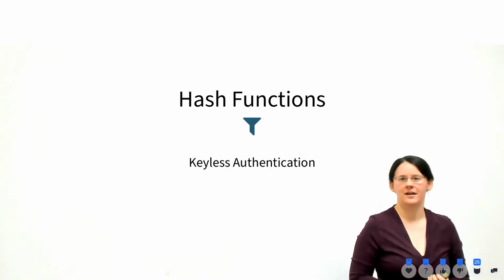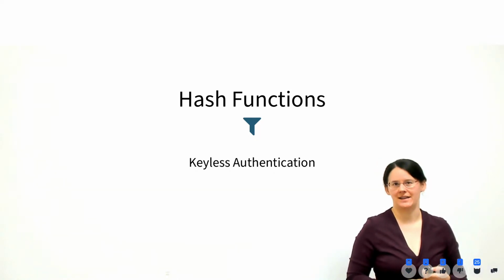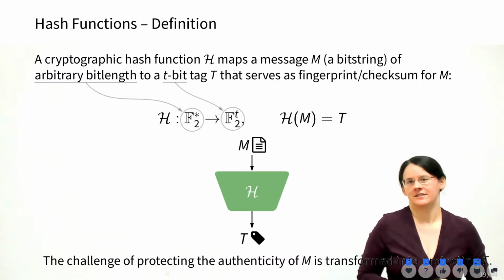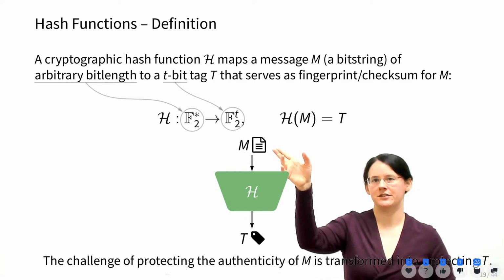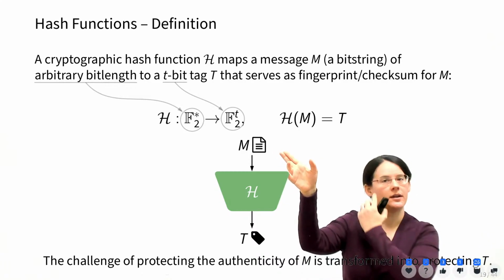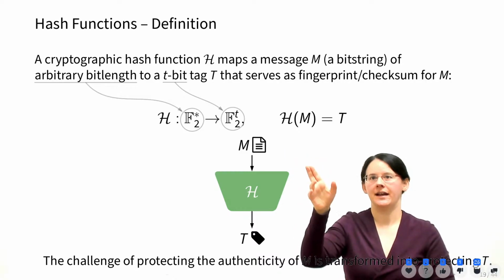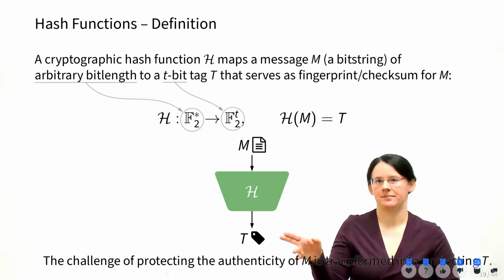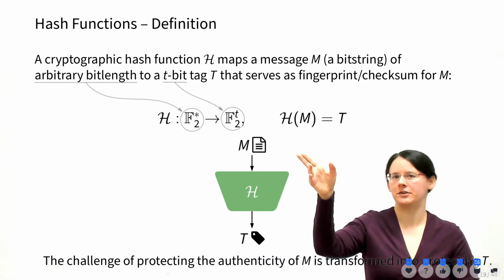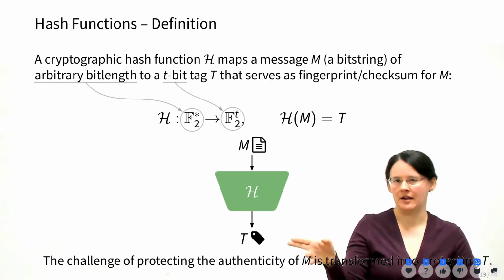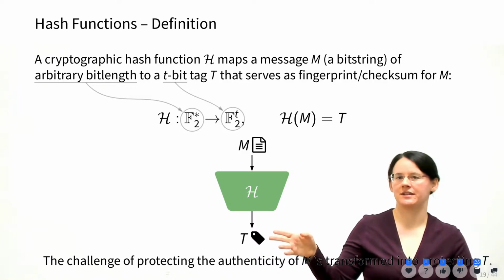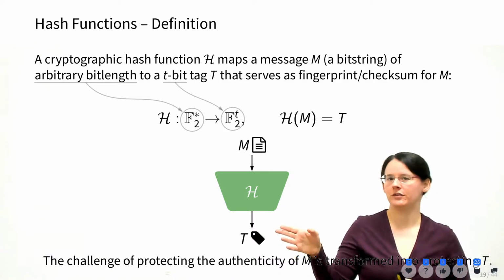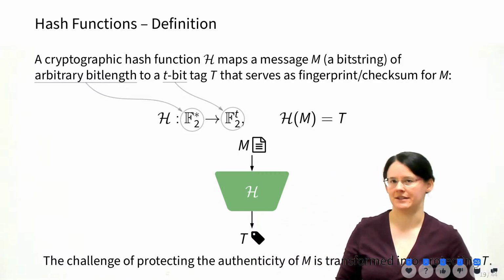Let's have a look at the mathematical definition of a hash function. So what's a hash function? It's a function that maps an input message, which we call M, and which takes the form of a bit string, into a tag. And the important thing is that the message can be arbitrarily long, so as long as you like, but the tag will always have a fixed size. It will always have T bits. And this tag can serve as a fingerprint or as a checksum for the message.